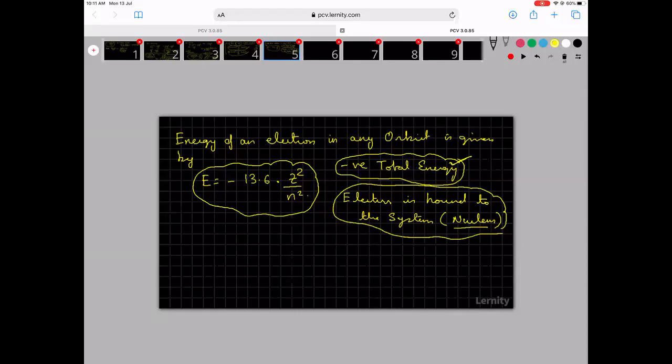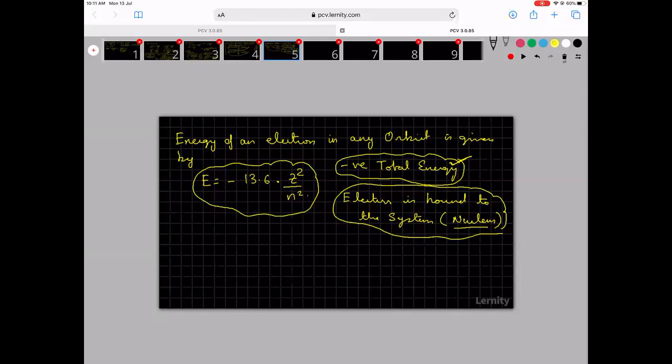When it has negative total energy, it is bound. If you are launching a spacecraft from the earth to Mars, you are increasing its energy till it becomes positive. Once it becomes positive, it will leave the earth and go wherever you want it to go. So that is the meaning of negative total energy.